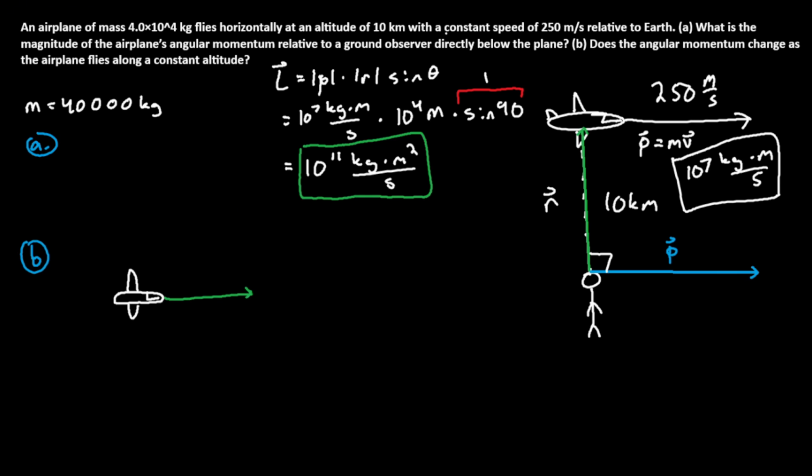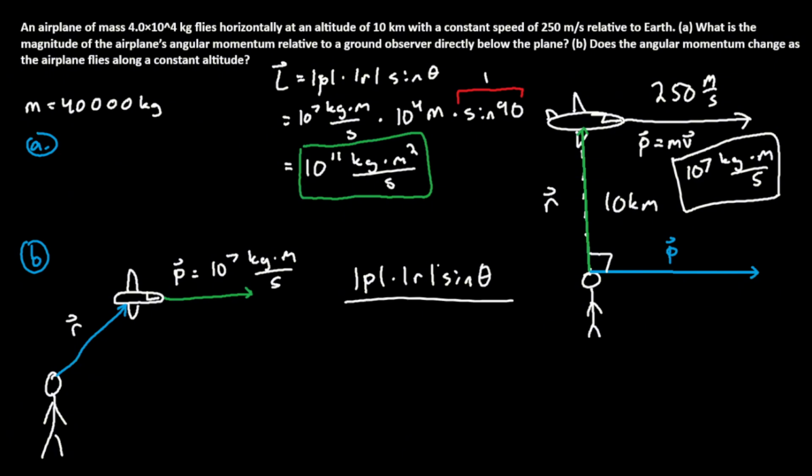We can assume that the airplane still flies at a constant speed of 250 meters per second, as it says in the problem. So if the mass of the airplane doesn't change, that means the momentum is still 10 to the power of 7 kilogram meters over seconds. If the airplane keeps flying forward, that means your distance vector is different. It is now kind of slanted. Let me tell you the reason why this doesn't matter. Although this distance vector is slanted, due to a property of sine, we know that this doesn't do anything to your angular momentum.